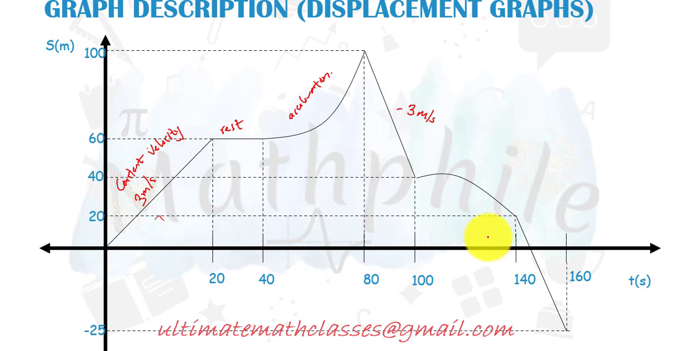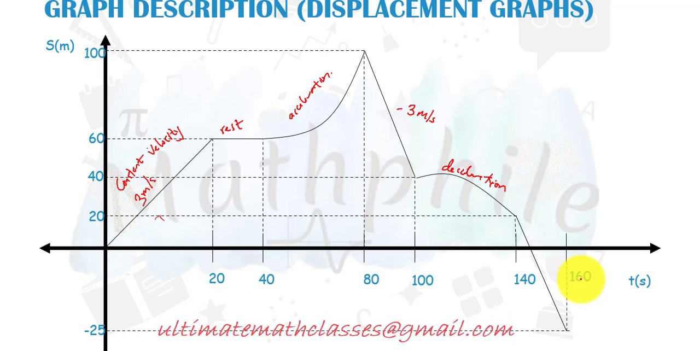Between 100 and 140, what can you tell me? It decelerated. Okay, deceleration. Later I'll teach you how to calculate the deceleration and acceleration. When you're talking, you also talk with the numbers. Between 140 and 160, it moved at a constant velocity of negative 2.25 meters per second.